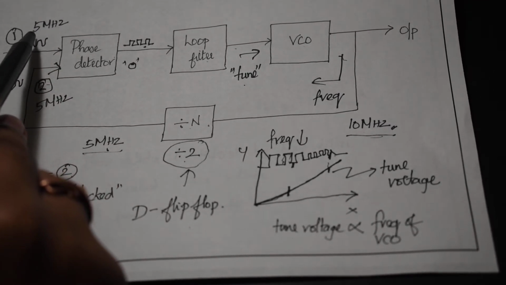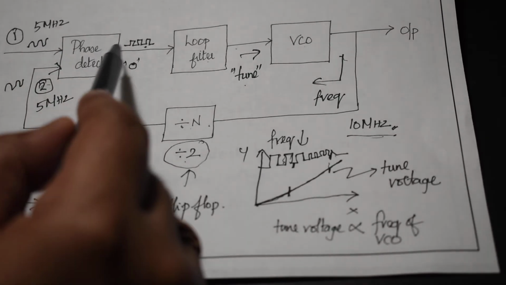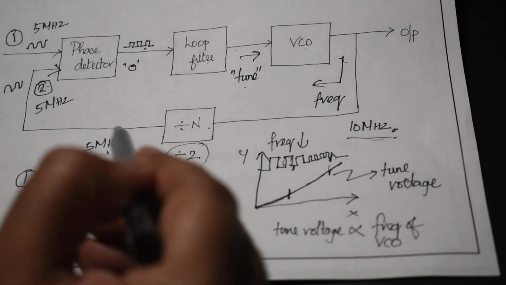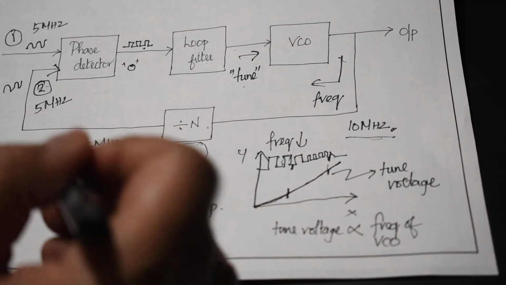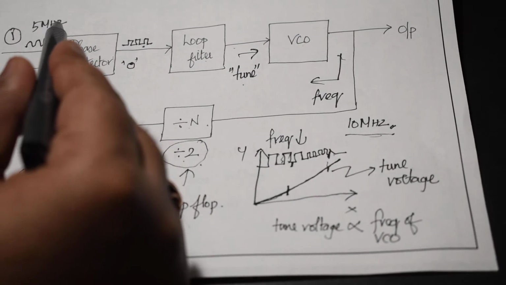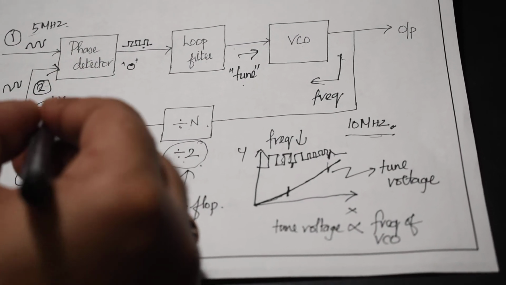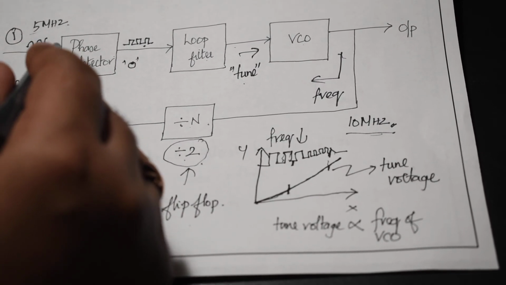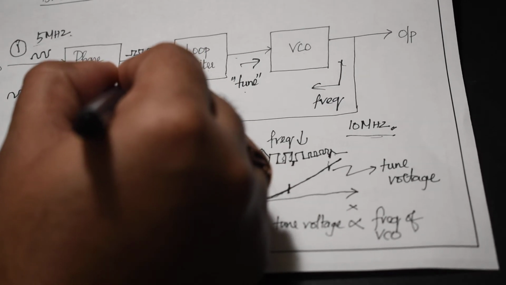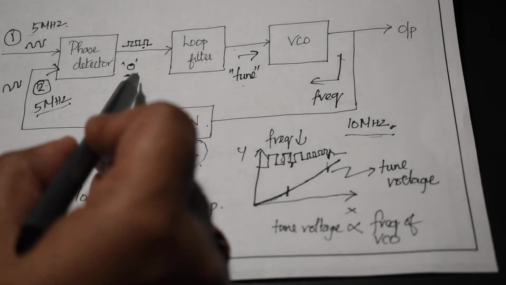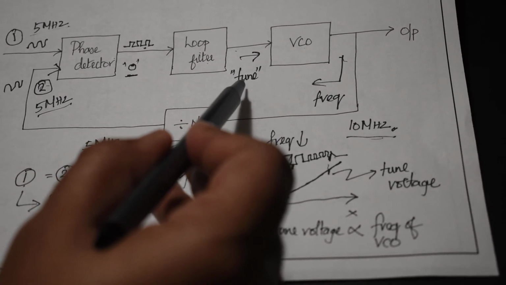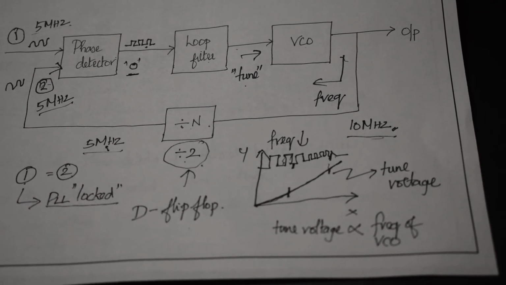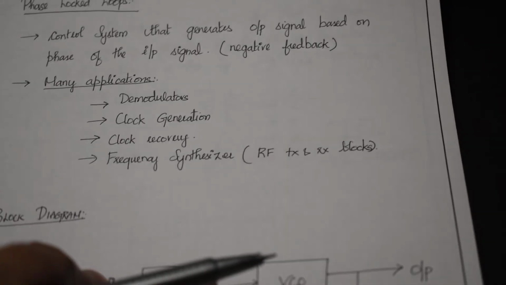So let's assume that we are having a 5 megahertz signal as the input, and the VCO generates a 10 megahertz, and we use a divide by 2 block, and the output of the divide by 2 block is 5 megahertz. So on the second instance, if you compare, the input signal 1 is 5 megahertz and the input signal 2 is again 5 megahertz. So when both the inputs are 1 or the same, which means that the output is 0, which means that we are not generating any tune voltage. So this condition is called as the PLL locked condition. So this is the basics of the PLL, friends.